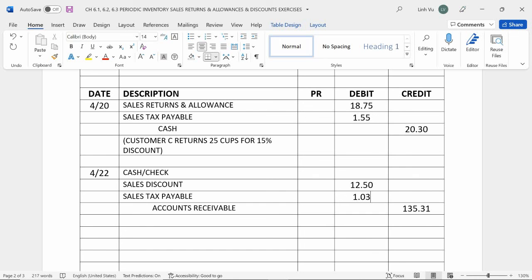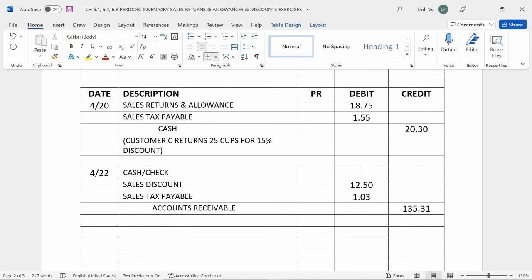Now I'll go ahead and show you what you would see on a receipt. In this case, how much money is customer B actually going to pay me? $13.53? $13.53 is the total amount that I'm taking away, not $11.47.